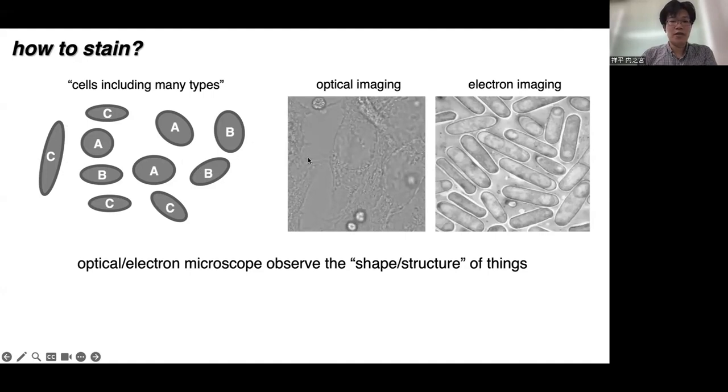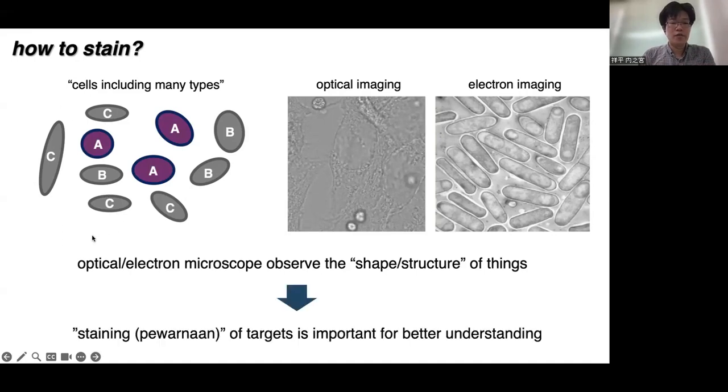However, optical imaging and electron imaging provide the information of this cell group. This image is just one cell group containing only one type of cell, but the real sample includes many types of cells, which means it is very heterogeneous. However, if you can selectively stain type A, we can easily detect this type of cell. So the staining of the target is quite important for better understanding of the target selectively.